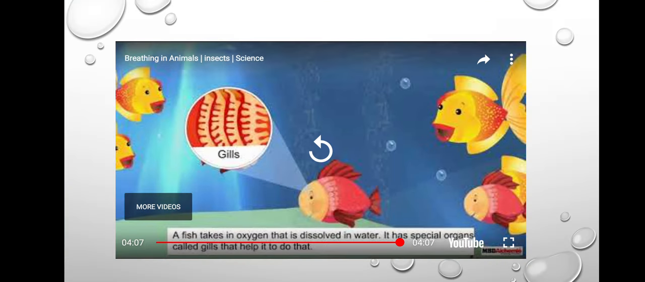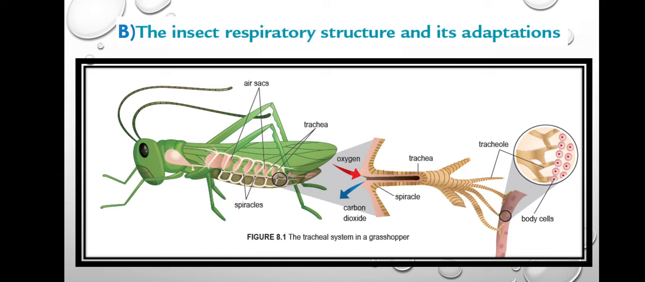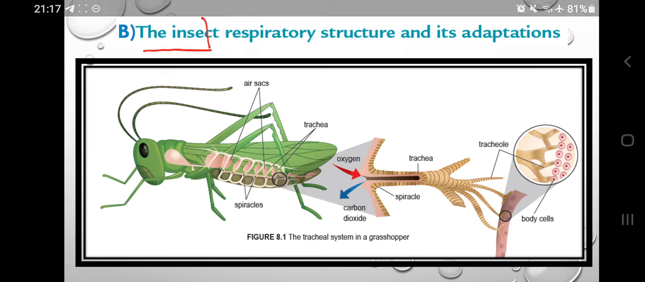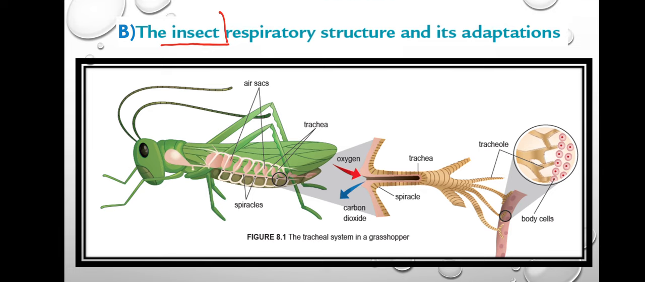Okay, so next one we will see, straight to the point, each category. So this category is on insect. The insect means those with what we call 6 legs, like 3 pairs of legs. So you know what is the category of insect. Let's see one of the examples here. This is the grasshopper.